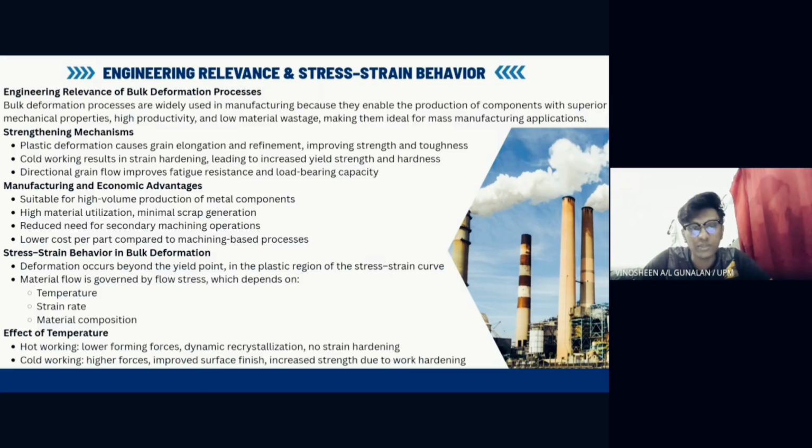Now, let's look at the stress strain behavior in bulk deformation. Deformation occurs beyond the yield point in the plastic region of the stress strain curve. Material flow is governed by flow stress, which depends on temperature, strain rate, and material composition. For the effect of temperature, for hot working: lower forming forces, dynamic recrystallization, and no strain hardening. And for cold working: higher forces, improved surface finish, and increased strength due to work hardening.